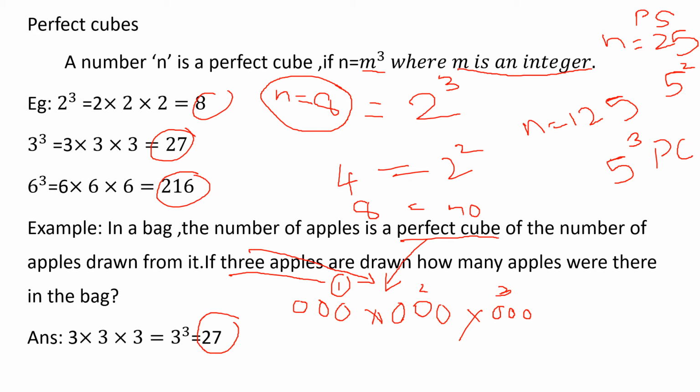So what is the number of apples you have? Three times means 3 into 3 into 3. Multiply and write down the answer. The calculation is very simple. When you read this question, you think it is something very twisted. Just read it. Perfect cube means three times you have to multiply. So how many times? Three times you are taking the apple. So what is the number of apples taken? 3. So we can represent it using the cube rule: 3 cube is equal to 27. Okay. Next one.